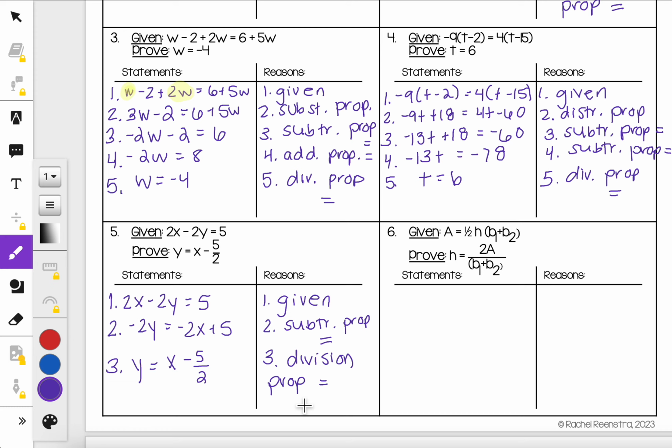And last but not least, we have our given, which is the formula for the area of a trapezoid. So we know that the area is equal to 1/2 the height times base 1 plus base 2. That's our given. We want to solve for h. So the first thing I'm going to do is multiply both sides by 2 so I can get rid of that 1/2. So 2a equals your height times base 1 plus base 2. So this was multiplication.